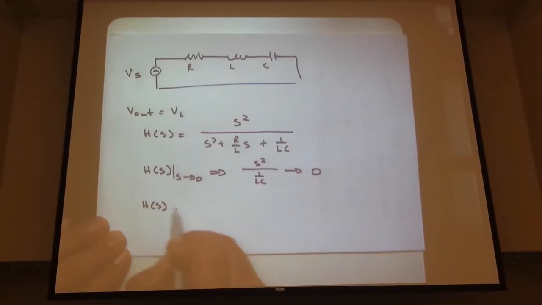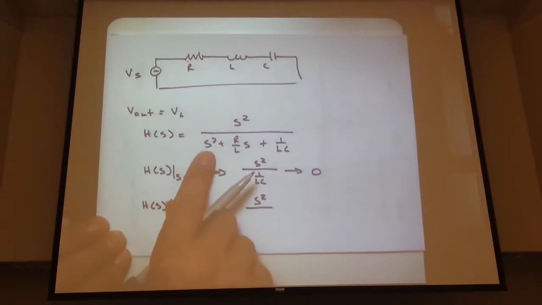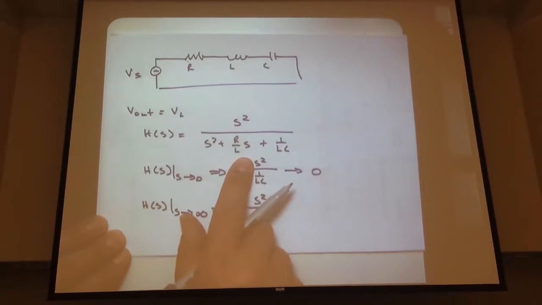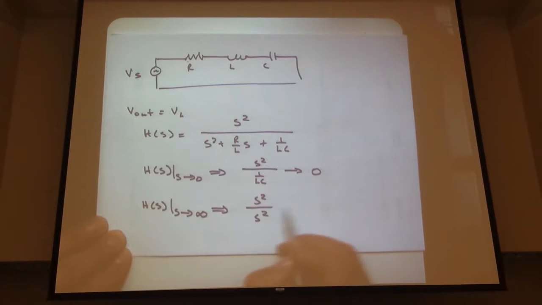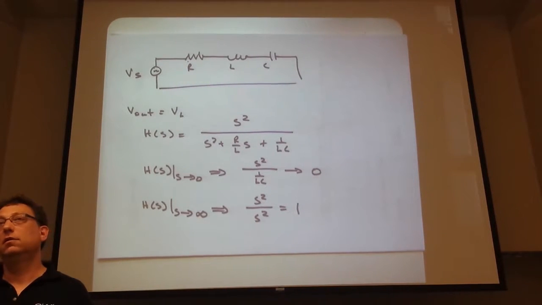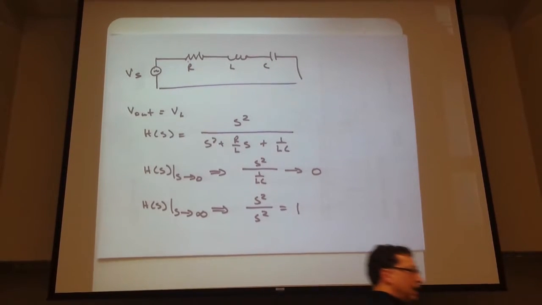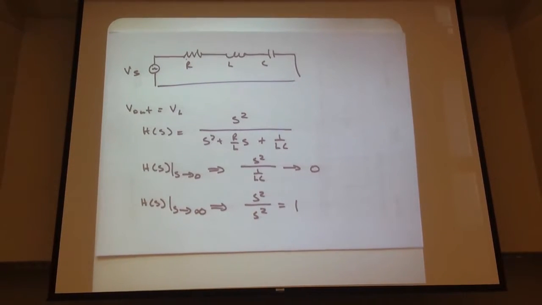And we can look at H of S as S goes to infinity. And again, the dominant term in the numerator, and now that's going to infinity squared. It's going to infinity as well, but much slower than that guy, so he wins or she wins. 1. And so what type of filter did we build now by just measuring across the inductor instead of the capacitor? It's a high pass filter. We attenuate low frequency signals and pass high frequency signals.